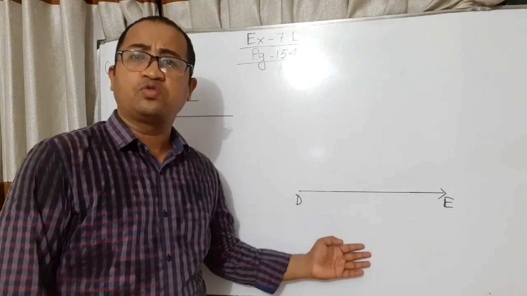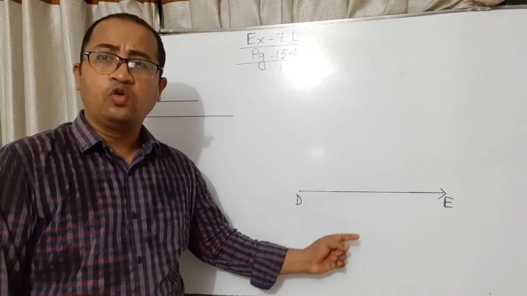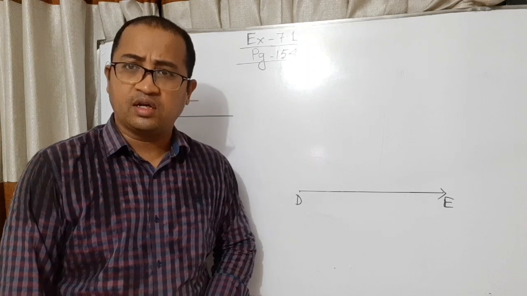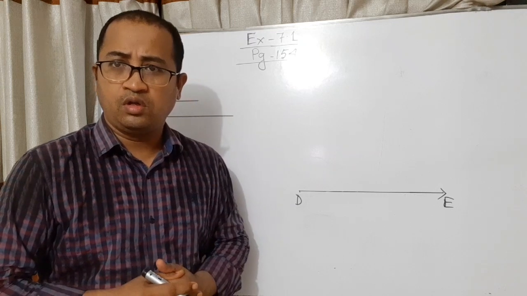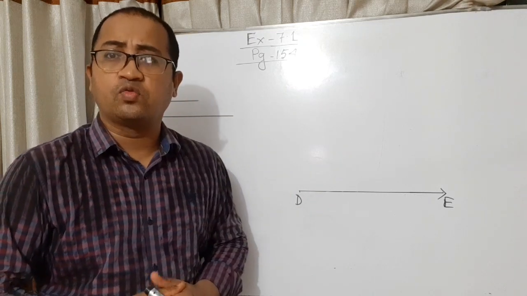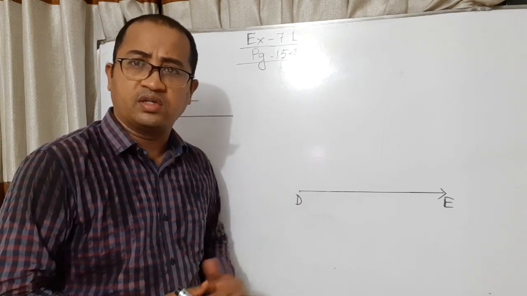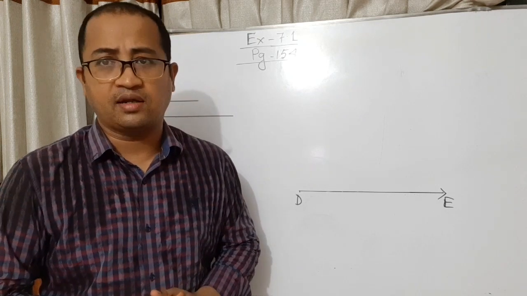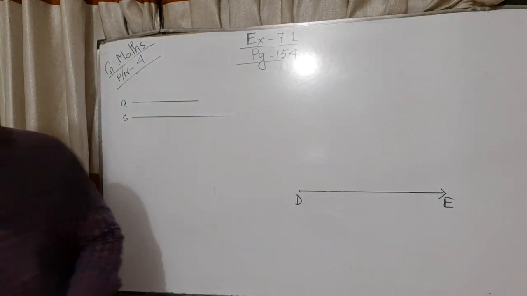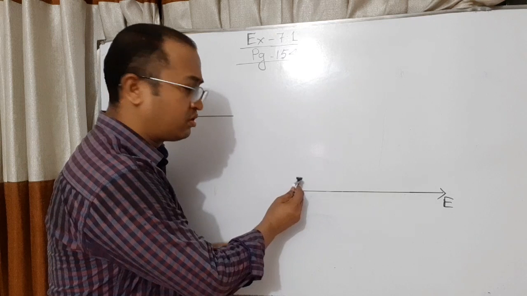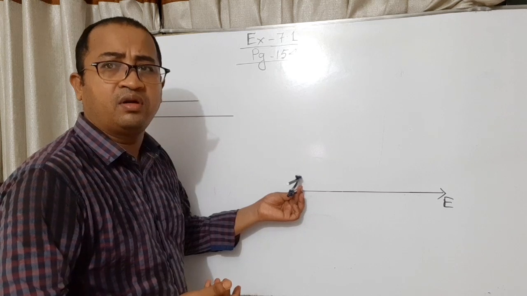Look, at first we take a ray DE. At the point D of the ray DE, we draw a 45 degree angle. Now how do you draw a 45 degree angle without a protractor? You should use the compass. If you want to draw a 45 degree angle, at first you should draw a right angle, and I think you know how to draw a right angle. Just now I have told you how to draw a perpendicular. You draw a perpendicular line there, it becomes a right angle.